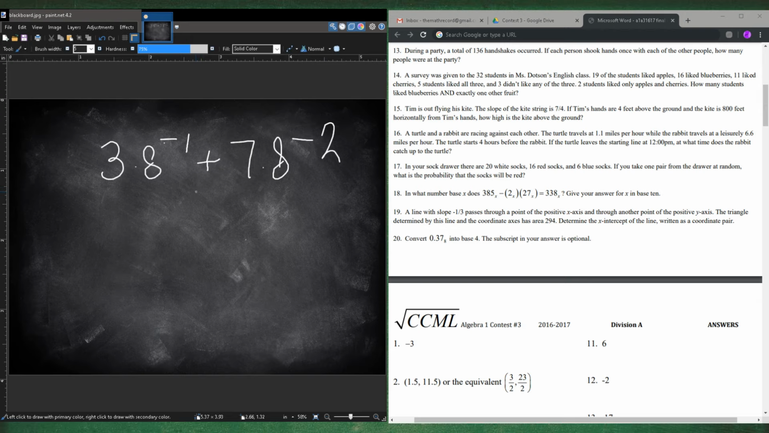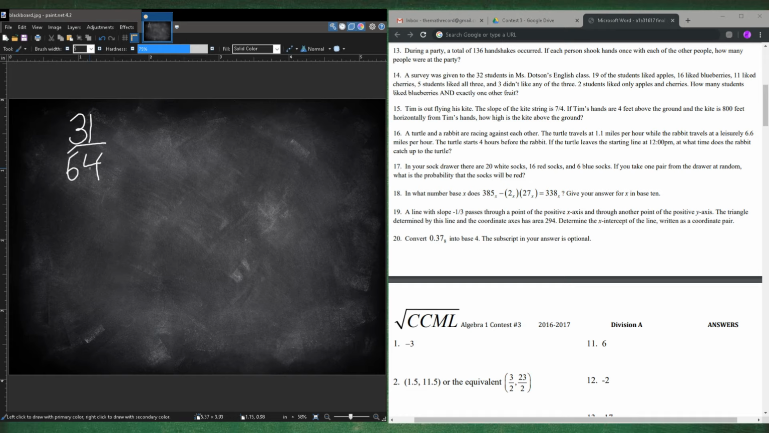So using that, we have 3 over 8, let's put it in fractions, plus 7 over 8 times 8, which is 64. So 3 divided by 8 plus 7 divided by 64 is equal to 31 over 64 in base 10. Remember that, 31 over 64. So that's in base 10. Now we just have to do it in base 4.